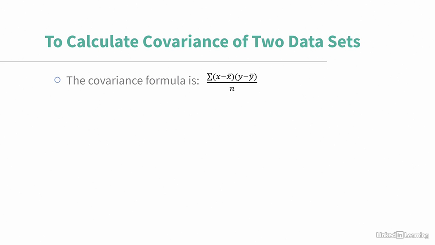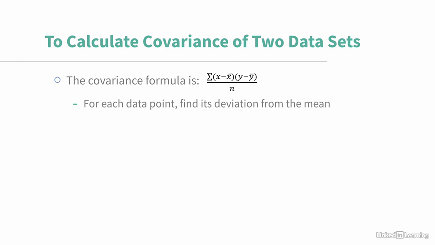If you have two sets of values in columns, you can find the average of each column, and the average is indicated by a bar above the variable name. So you see x bar, which is the average of all the x values, column 1, and y bar is the average or mean of all of the y values, that would be your second column.